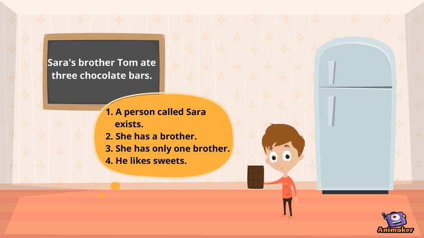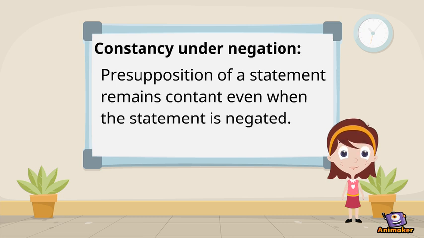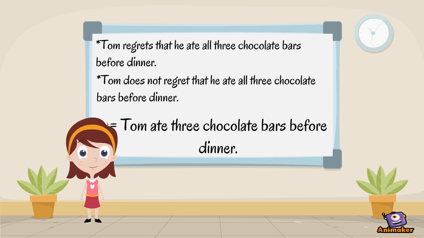Another term that can be associated with presupposition is the constancy under negation. This simply means that a presupposition of a statement remains constant even when the statement is negated. I also have an example for this to show you what I mean. Tom regrets that he ate all 3 chocolate bars before dinner. Tom does not regret that he ate all 3 chocolate bars before dinner. So the presupposition for both statements is that Tom ate 3 chocolate bars before dinner.